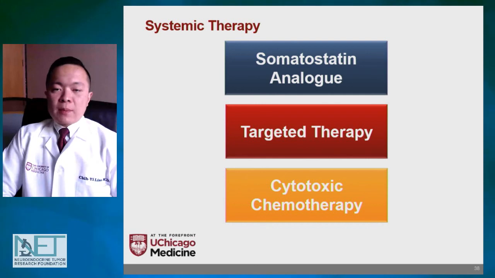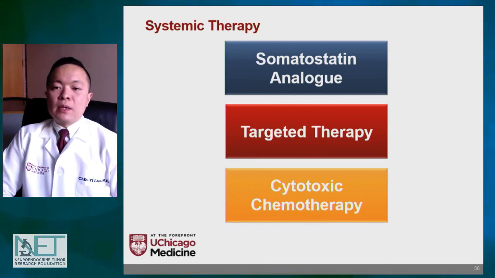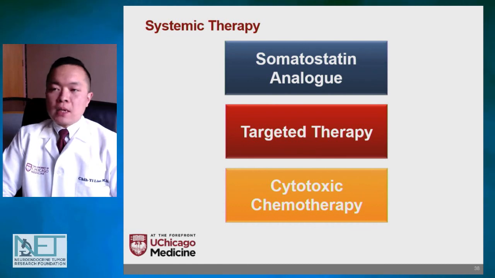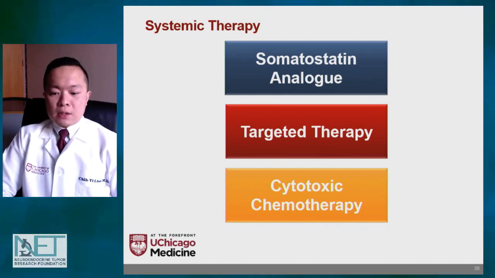And we have systemic therapies, which are treatments that treat the entire body. And so this may include somatostatin analogs, so medical treatments that bind to the somatostatin receptors. This may include targeted therapies that target different pathways that the tumor cells use to grow and spread. And then this may include cytotoxic chemotherapy, which is chemotherapy in the conventional sense and goes after rapidly dividing cells.